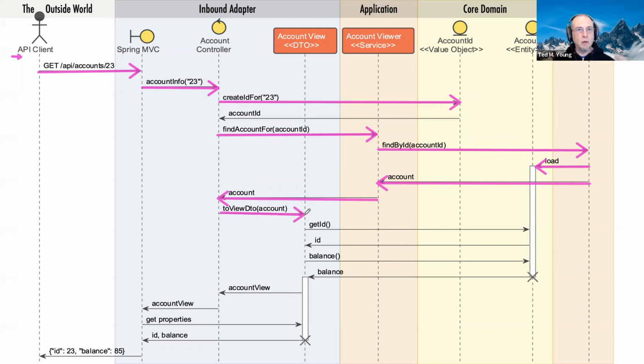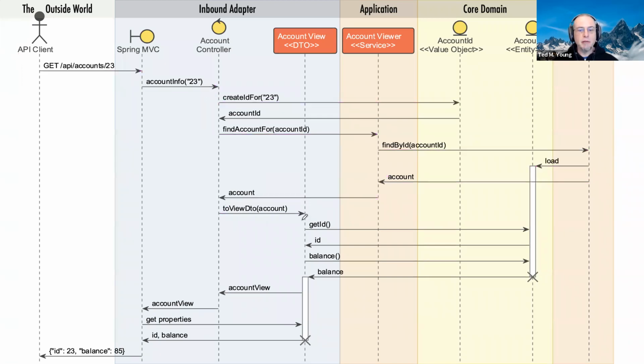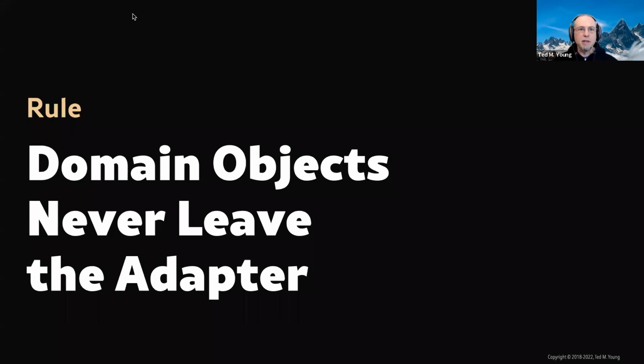We don't want our domain objects to leak out to external systems because we don't want to couple to them, because that's bad. Because then you change your domain object and maybe you've inadvertently affected an external system. That would be bad. And so we can convert that to a DTO and send that out and then return that. And so I have this principle that domain objects never leave the adapter. What does leave the adapter are DTOs, data transfer objects.